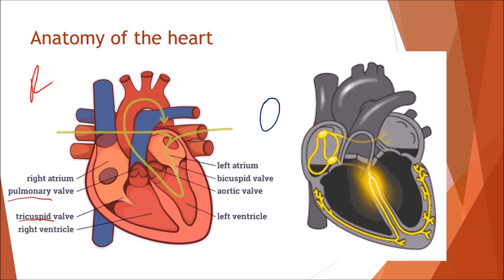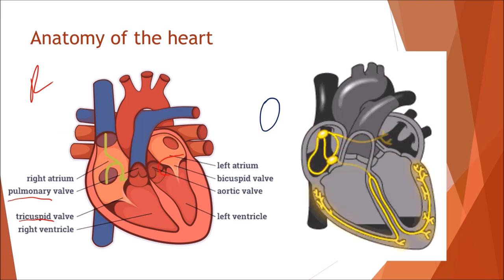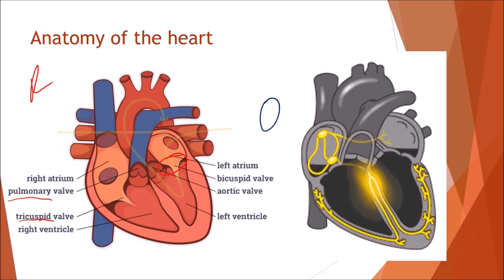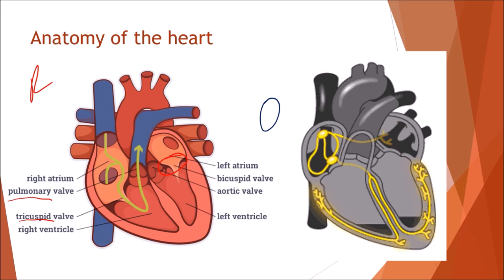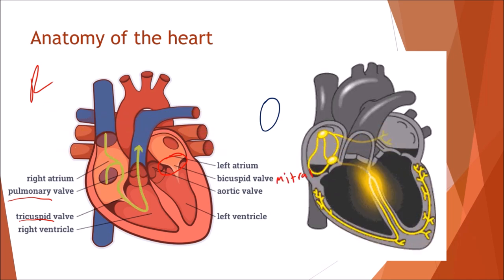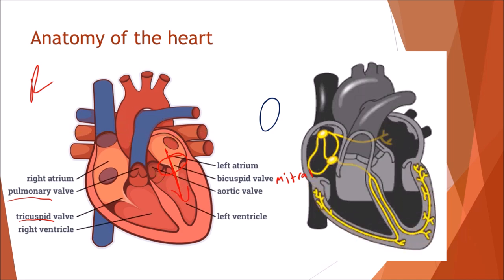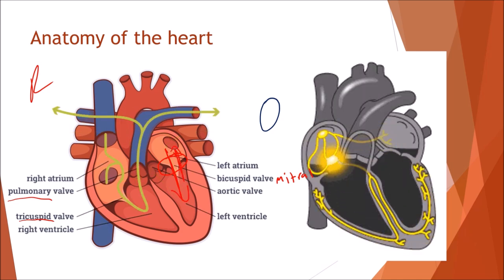On the left side of the heart, we're going to have another door right here, another valve, and it's going to be between the left atrium and the left ventricle, and this is the bicuspid valve, also known as the mitral valve. Okay, and again, this one's going to allow the blood to come this way, but not for it to go back into the atrium.